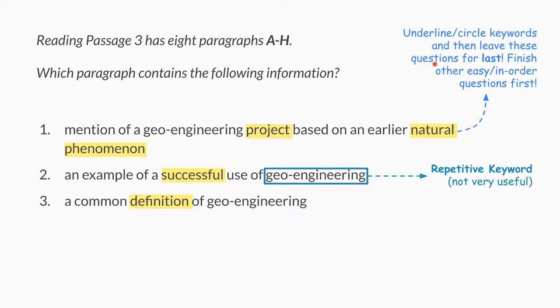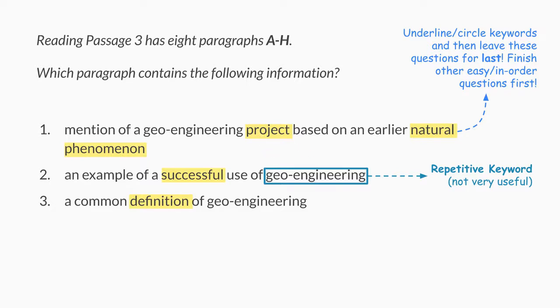Now, once you have marked the keywords by underlining or circling them, just leave them alone. Don't do anything with them. Do not answer them. You have to save these questions for the end. At this point, what you would do is simply leave these questions and go on to answering the other questions first. Other questions that are easy, that are in order. Do those questions first and then come back to these questions at the end. This will give you a chance to become familiar with the concepts and the ideas of the reading passage.